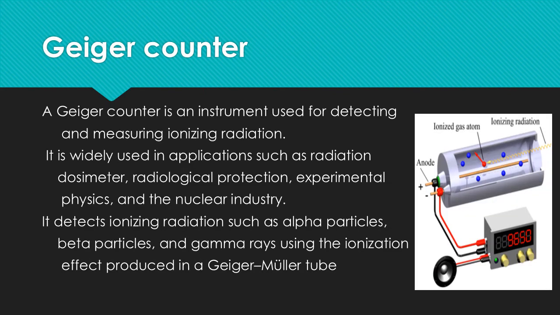To detect and measure ionizing radiation, we use a Geiger counter. A Geiger counter is widely used in applications such as radiation dosimetry, radiological protection, experimental physics, and the nuclear industry. It can detect ionizing radiation such as alpha particles, beta particles, and gamma rays using the ionizing effect produced in the Geiger-Muller tube.